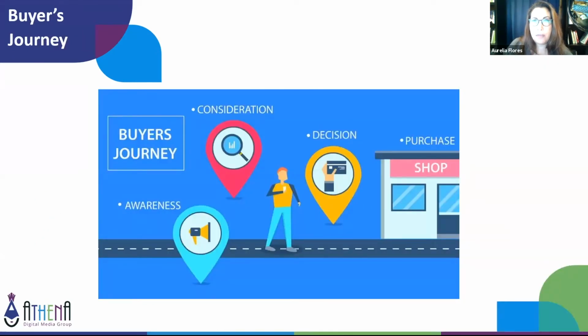So here we are in the buyer's journey. You've probably seen something like this before, but it's just an example of how to think about when somebody's walking along the path, at what point are you going to try to catch them? And the earlier you can catch them on the path, the better, but how you speak to them at those different levels along the path is going to be very different.